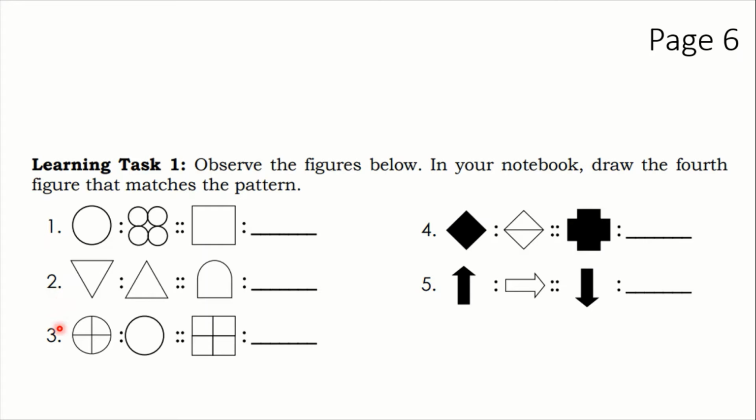You are going to do the same analysis with items number 2, 3, 4, and 5. Inverted triangle is to upright triangle, as this shape is to blank. And the same with 3, 4, and 5. Take 5 minutes to answer the learning task number 1. Time yourself and pause this video.